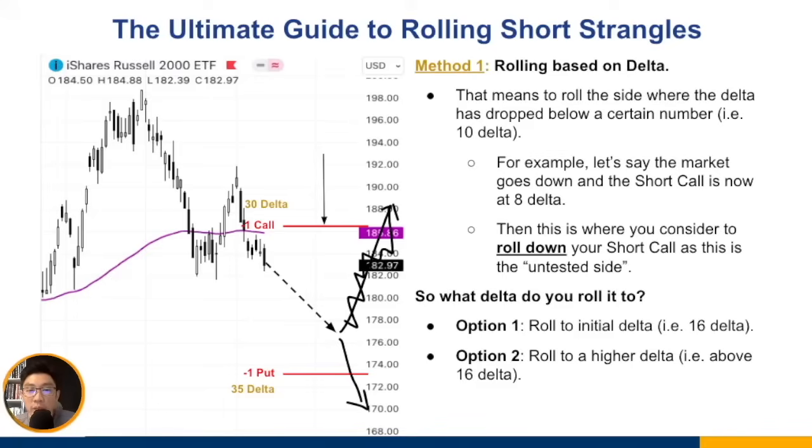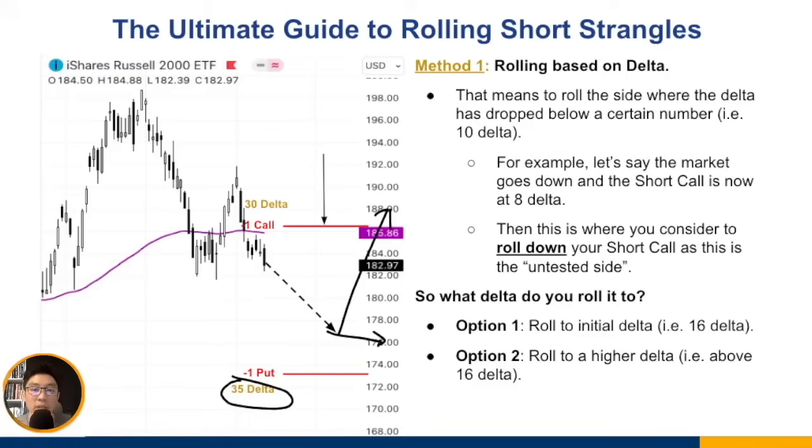Now, the next question is, what do you do if the market actually does go up? So let me just remove this drawing. What happens is after you have rolled down, the market all of a sudden bounces back up and now it tests your call side. So same thing again, you would still roll based on delta. At this point in time, you can see it's at 35 delta when the market is at this point. Now, when the market goes up, this delta will definitely drop.